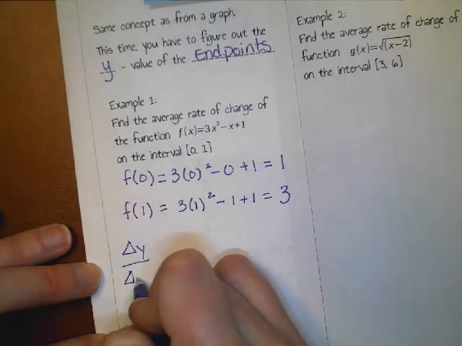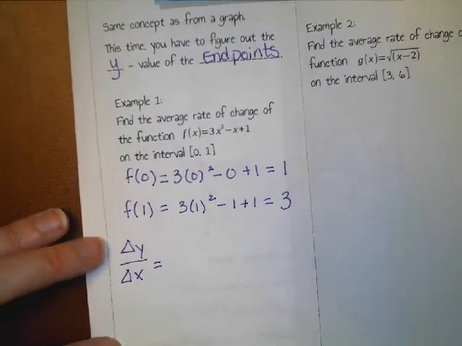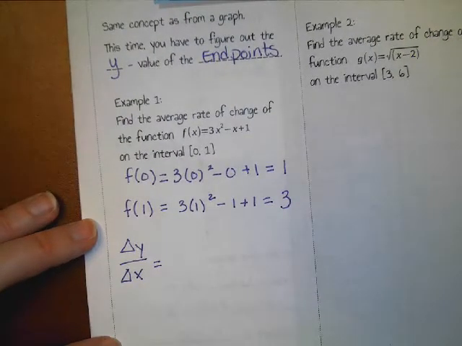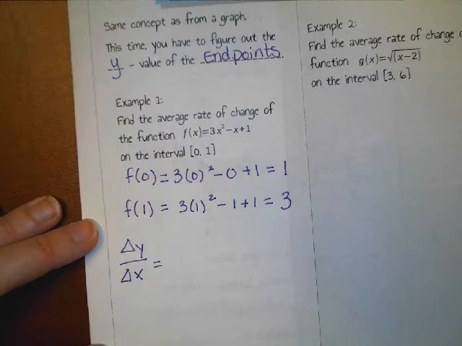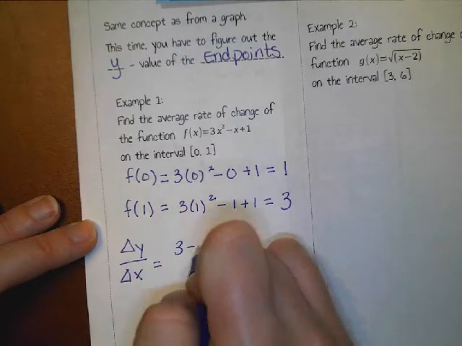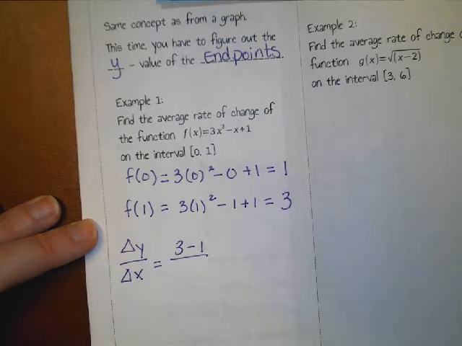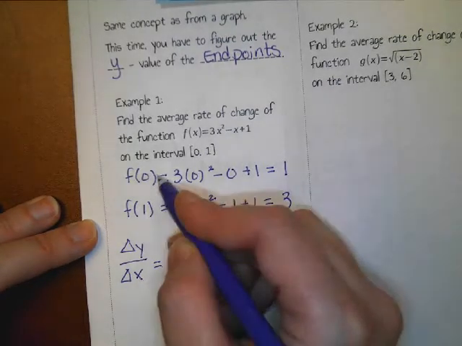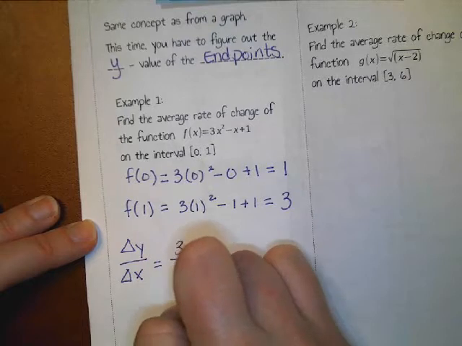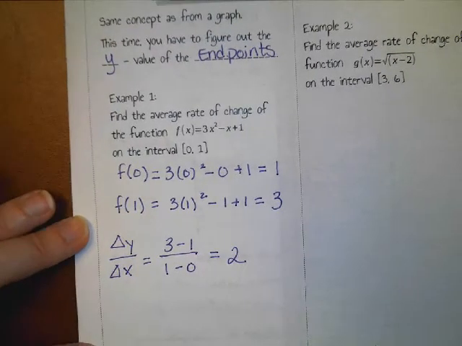All right, so delta y over delta x is, what's the change in y? 2. So you did 3 minus 1. So then what do we do for the x's? 1 minus 0. So the average rate of change is 2.